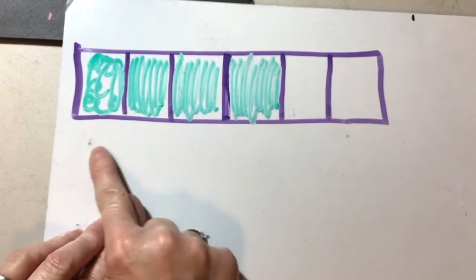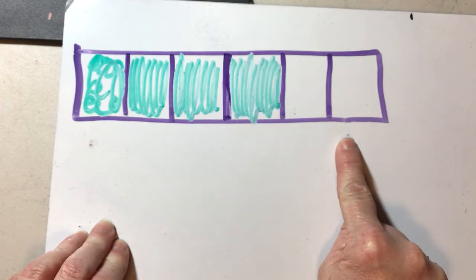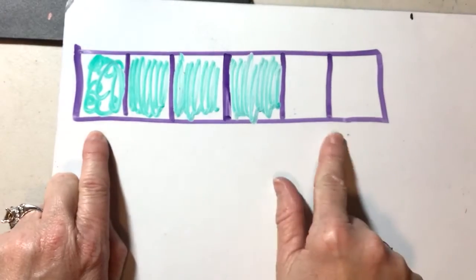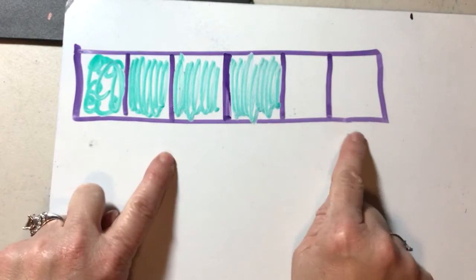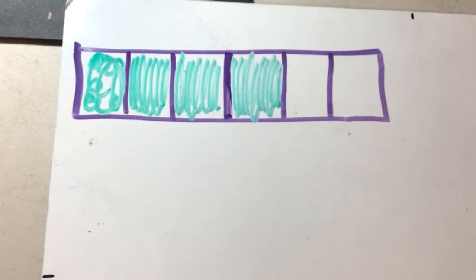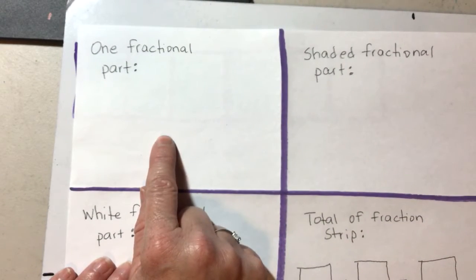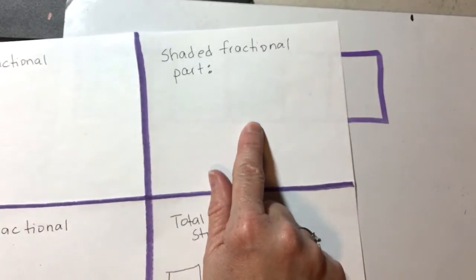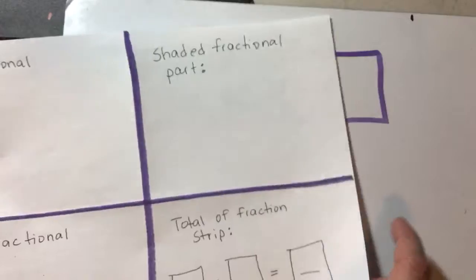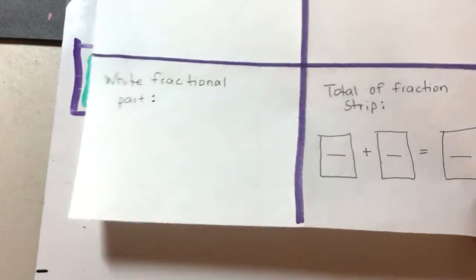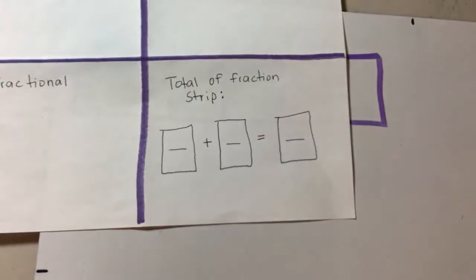Okay, with the total parts that I have, shaded. All right, here we go. The unshaded, and then what the total of the fraction strip would be. So I want you to fill this in. What fraction would be 1 fractional part? What fraction is the shaded fractional part? What fraction is the white fractional part? And then if you were going to get a total of the fraction strip, what fractions would you add together? All right, pause your video so that you can write down your answers.